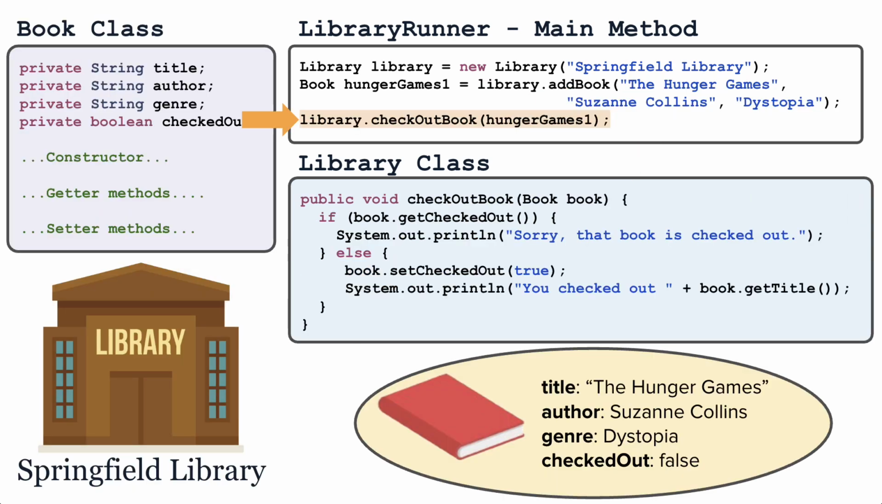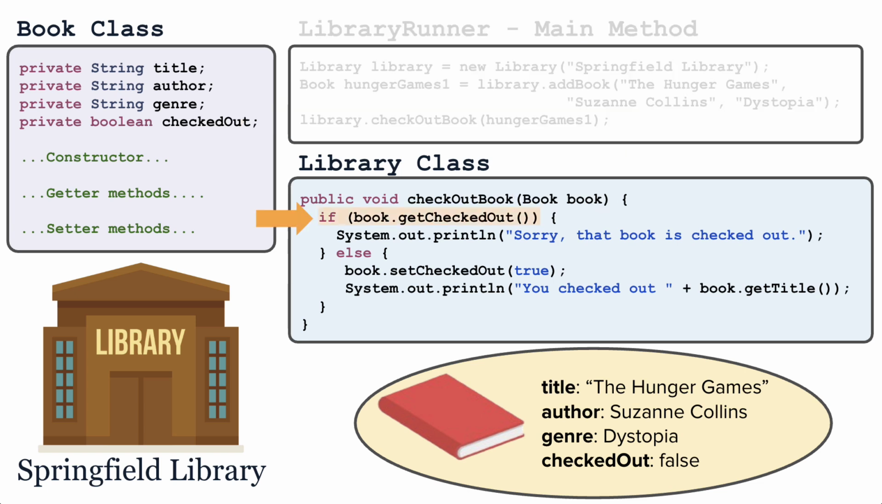Let's now see what happens when the book is checked out. When you call the checkoutBook method, the Hunger Games 1 variable is passed in as an argument. The condition of the if statement uses the getter method to access the value of the checked out instance variable. Currently, this value is false. Since the book is not checked out, this means that it can be checked out, so the program heads to the else block.